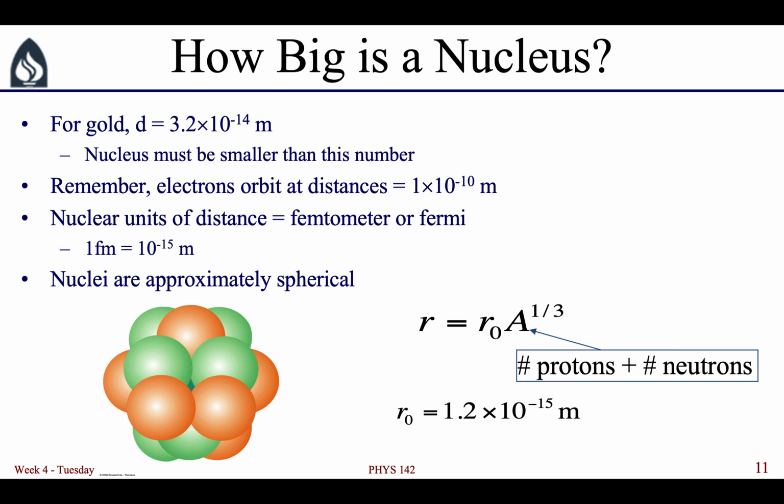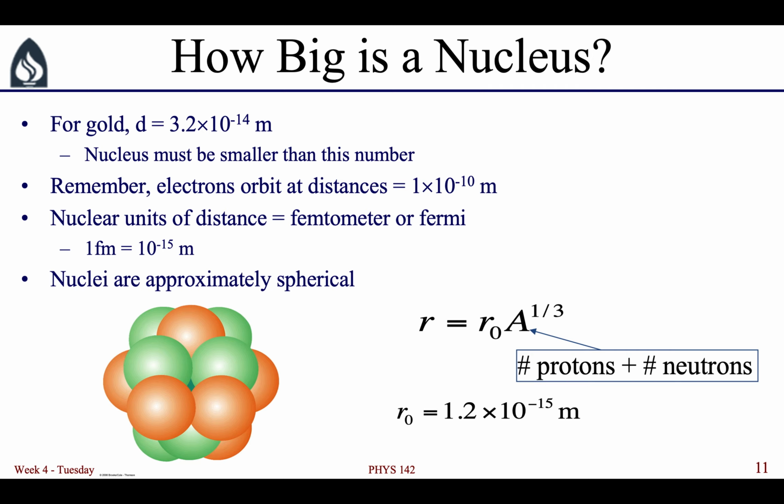So the nucleus was even smaller than this very small value. So typically when we talk about nuclear sizes, we express the size of a nucleus in terms of femtometers or fermis. And 1 femtometer or fermi is equal to 10 to the minus 15 meters. Now, nuclei are approximately spherical.